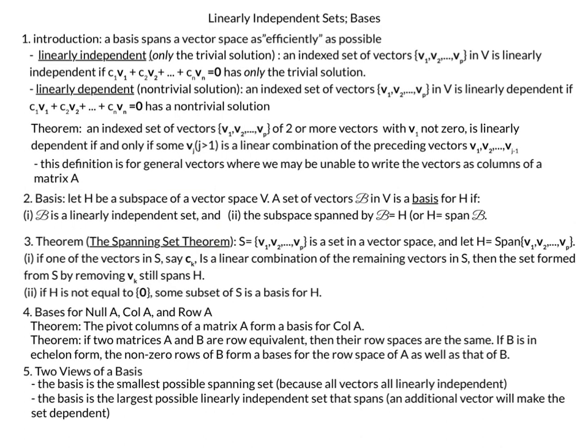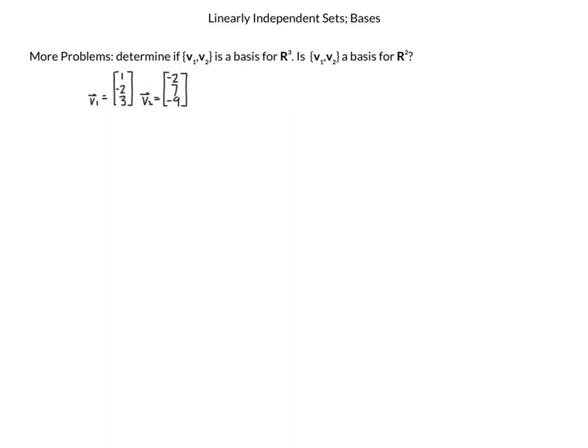Now that we have covered all the ideas in this video, I have 3 more problems, but since we've covered everything, I'm going to suggest after each problem statement you pause the video and give the problems a try or some thought before you look at the solutions. The first problem is determine if these two vectors v1 and v2 is a basis for R3, and then the second question is v1 and v2 a basis for R2. Our vector v1 is equal to 1, negative 2, 3, and v2 is equal to negative 2, 7, negative 9.